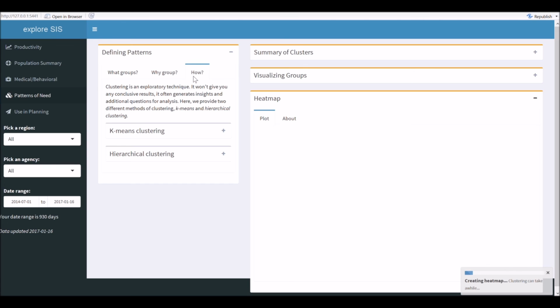So that's it for this section, and next we will move on to the use and planning section. Thank you.